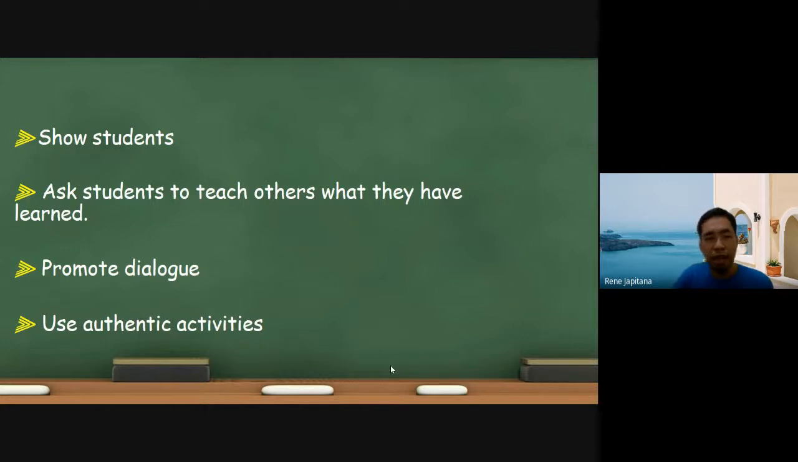Next is ask students to teach others what they have learned. So this is very important. I hope that you have this idea in mind, that when you learn something, you need to teach that to others. When you learn something and you teach that and share it to others, that will make your learning last longer. It will always be part of your experiences, and to teach, because you can only say that you are learning if you are already teaching the concept.